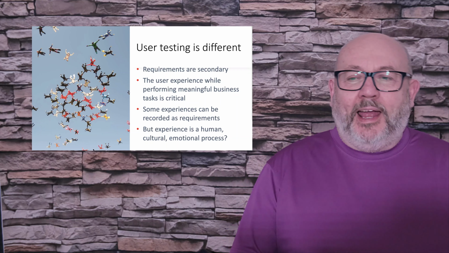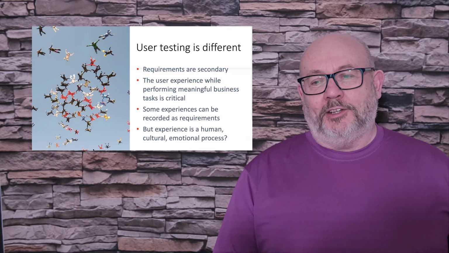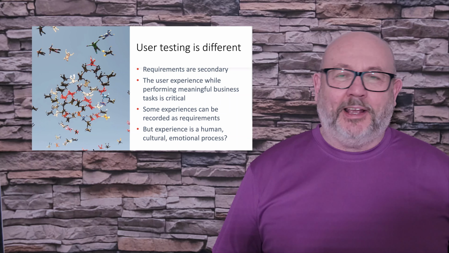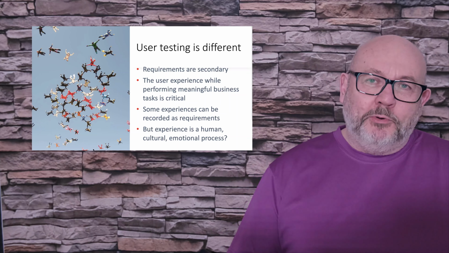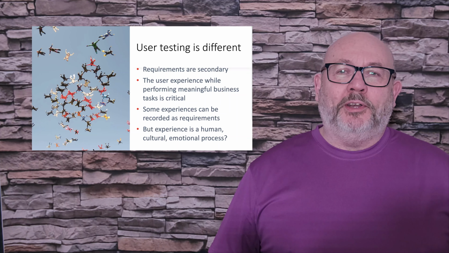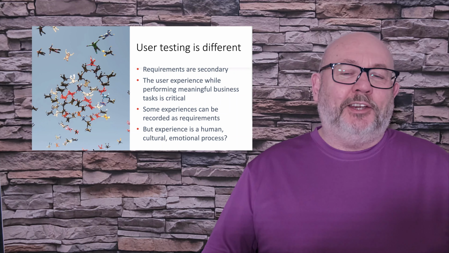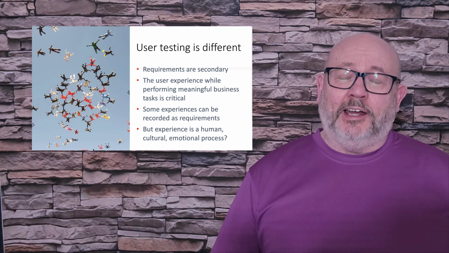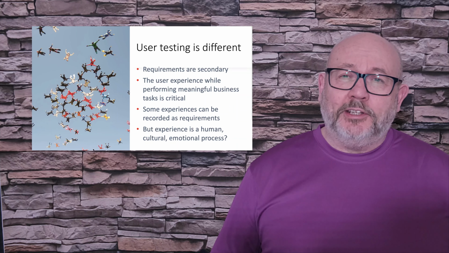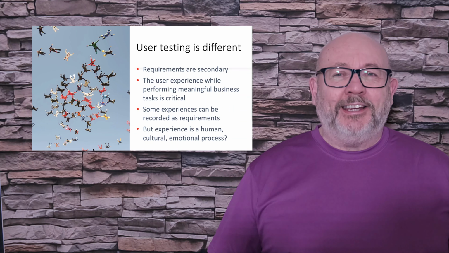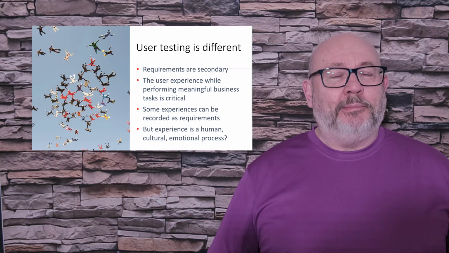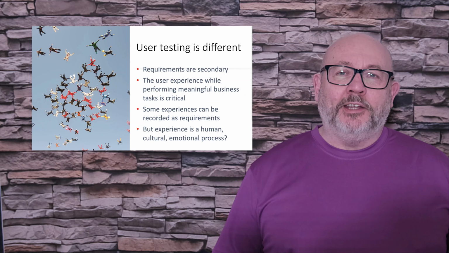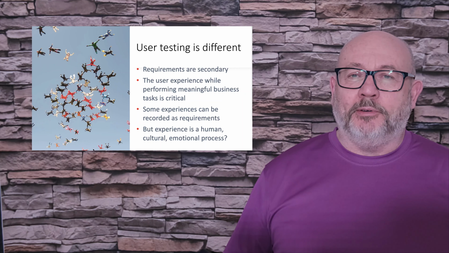Now, some experiences can be recorded as requirements. So, to say things are usable and flexible and adaptable and so on. You might be able to document these, but a lot of this experience is a human, cultural, emotional kind of response to how people are using the system. So it's tough to define these in any meaningful way in requirements. I mean, you can quantify some of these things in some ways, but at the end of the day, it's a human experience that we're trying to evaluate here.